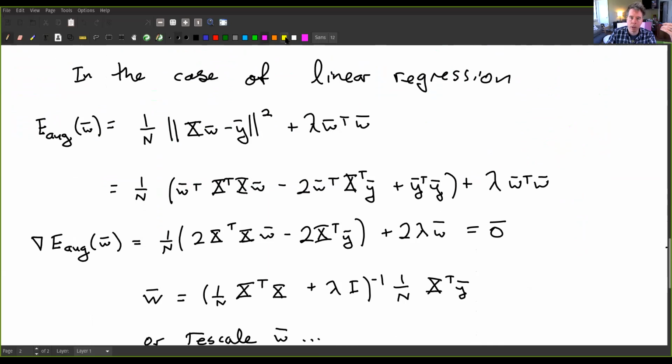Whoops, that's the wrong button. I did this more slowly in the videos that I made for you. It's in the playlist called Regularization. I'm going to do it a little bit more quickly now.